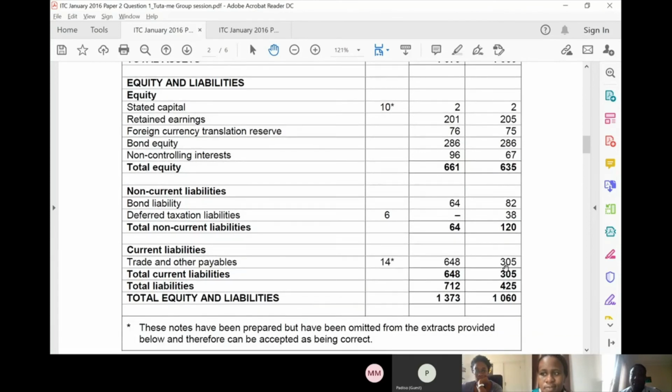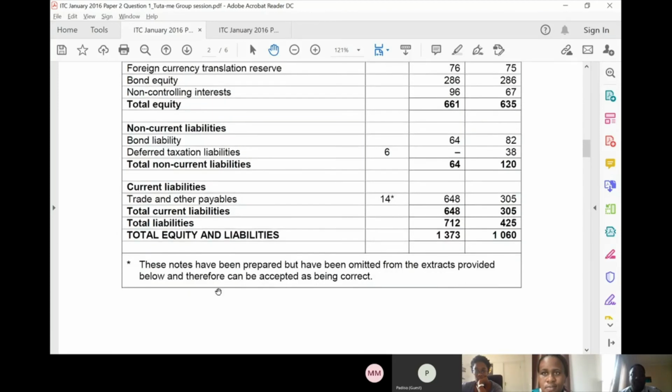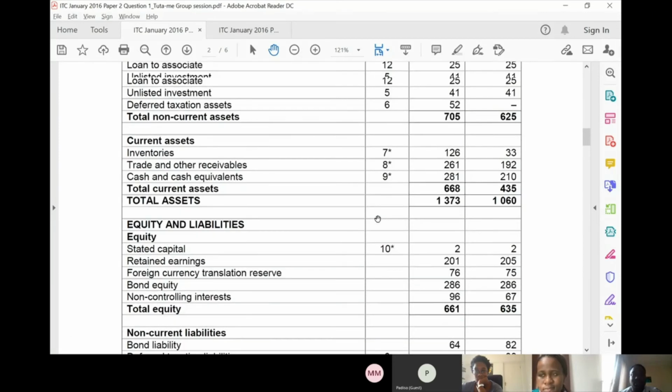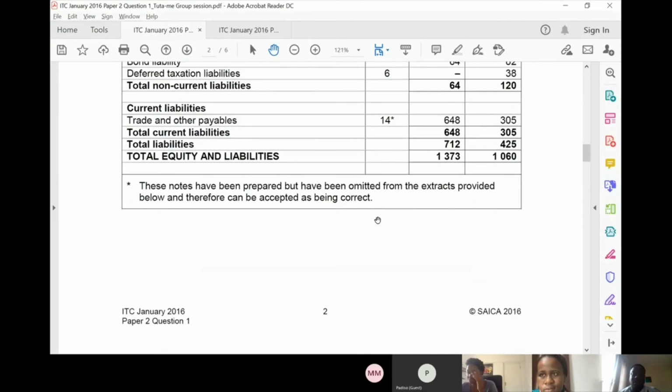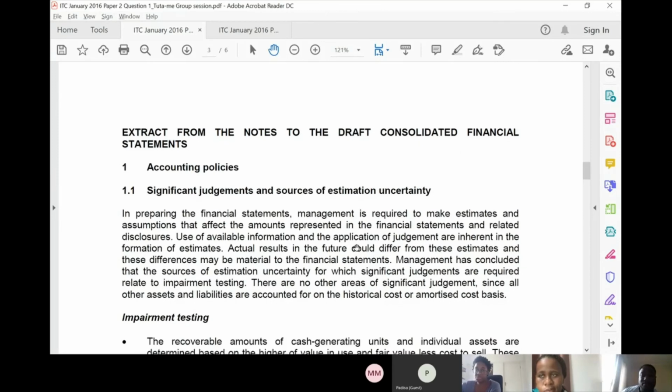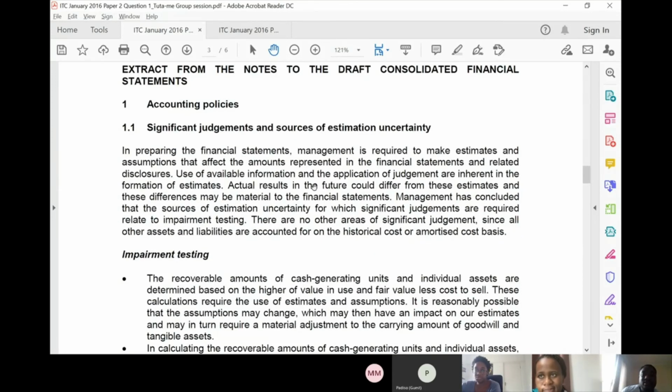And then trade and other payables, this has increased by quite a bit. So the question is, what are we including in these trade and other payables? Then they said these notes have been prepared but have been omitted from the extracts provided below and therefore can be accepted as being correct. So here they're telling us that all these things with the star notes are fine, because the required is asking us to comment on what was right or wrong with this disclosure. If they hadn't told us this, we would have to ask, do you have this section? Can we see it?